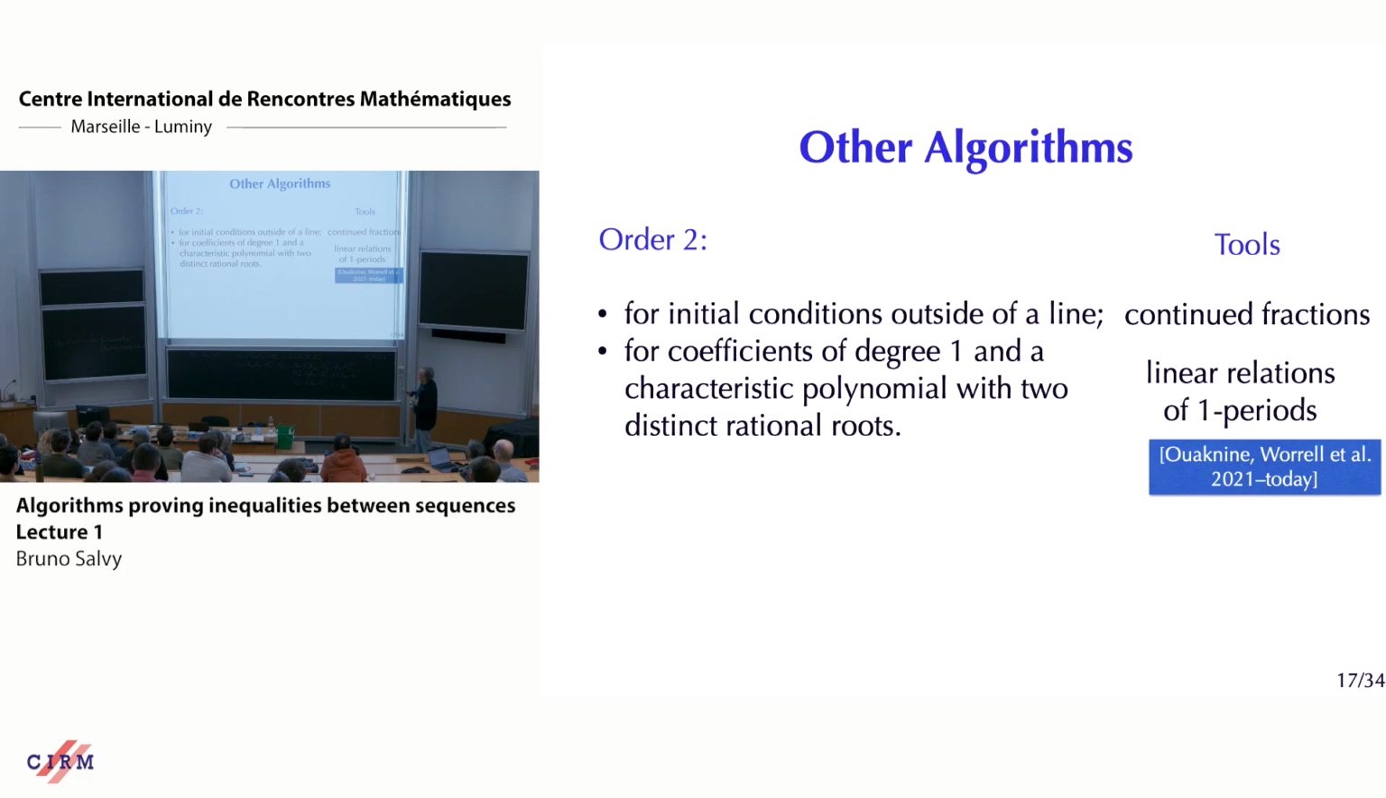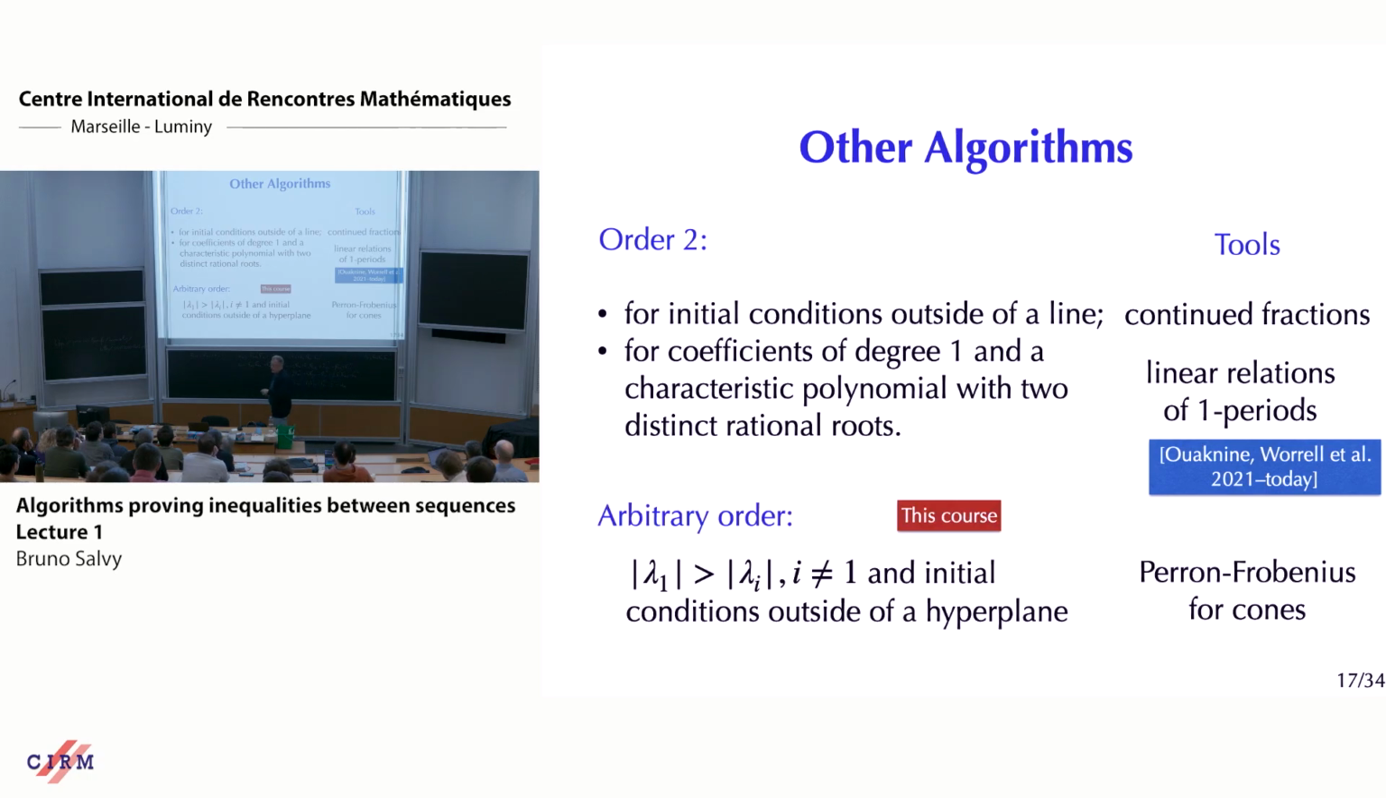And then there was this preprint, again by the same galaxy of co-authors, where it's order 2 and the coefficients have degree 1, with your co-author Sertuch. Then, using linear relations of one period, they prove positivity. So they have an algorithm that proves positivity. But it shows you that you need more or less sophisticated tools from number theory.